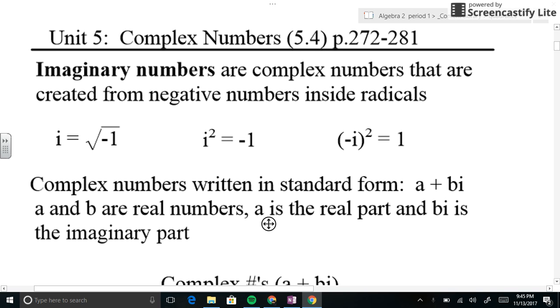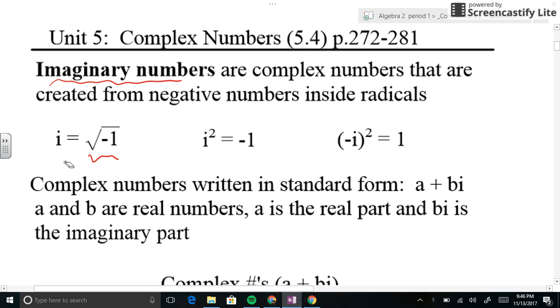Today we're going to talk about complex numbers. Within complex numbers are imaginary numbers. Imaginary numbers are just numbers that have negatives inside square roots. For example, the square root of -1 here. The square root of -1 is an imaginary number we call i.